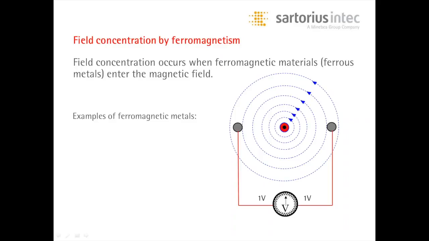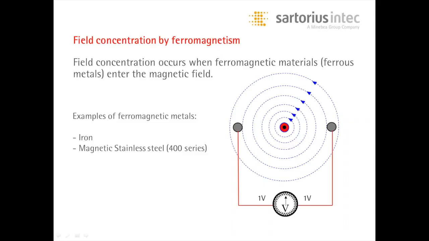Field concentration occurs when a ferromagnetic material, like ferrous metals, enters the magnetic field. Some examples of ferromagnetic metals are iron and magnetic stainless steel, which is typically 400 series. 400 series is commonly used in factories and manufacturing plants because it can maintain a very sharp edge and it's very strong, but it has a high carbon content, so the phase angle of that product is more similar to iron, and you get a pretty large signal, and it affects the electromagnetic field by field concentration.